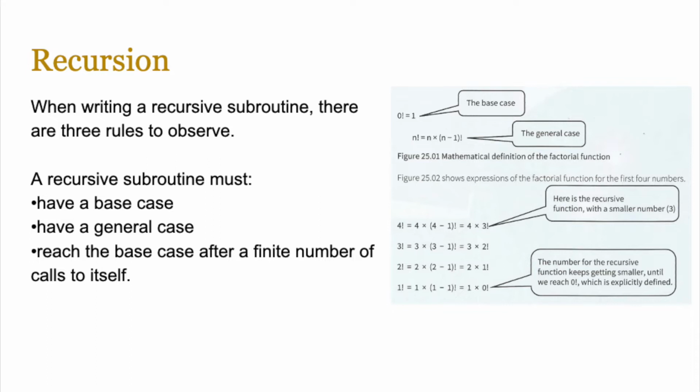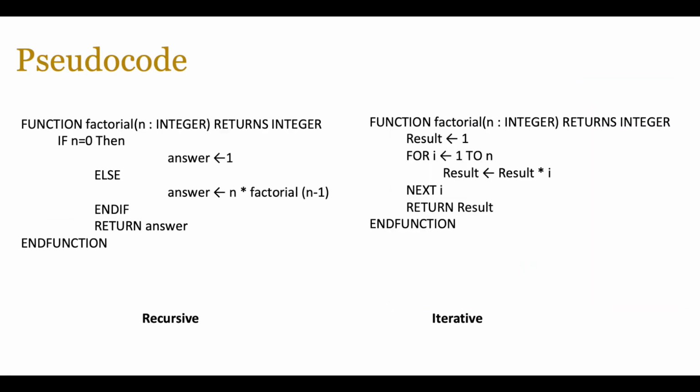If you can't reach the base case, then you're going to get trapped into an infinite loop, and that's going to be quite a problem. Now, for most problems, especially like factorial, you can do it both recursively and iteratively. On screen, you have two versions of pseudocode, so do pause the video and study these.